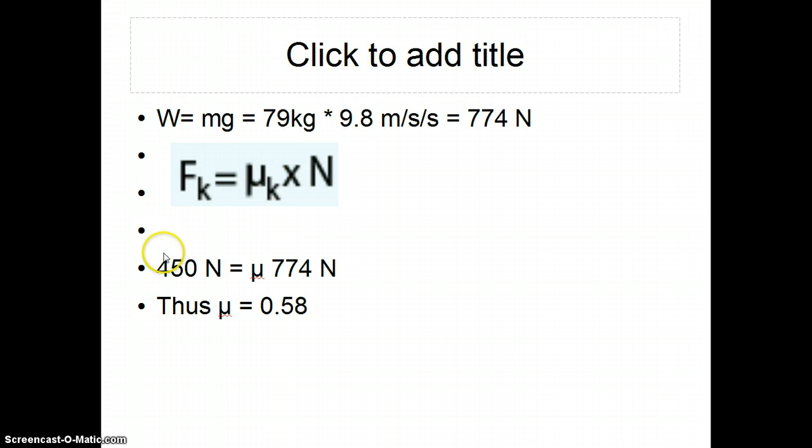So we just plug the values in, divide 450 by 774, and we get the coefficient of kinetic friction to be equal to 0.58. Please notice I've only given you two sig figs here, and that's typically what's done with coefficients of friction. You don't give any more than that.